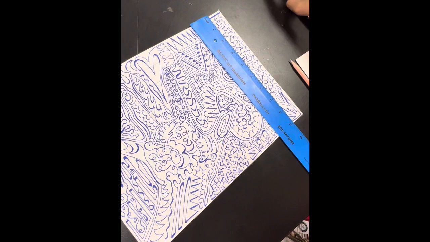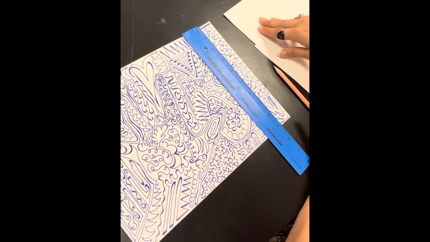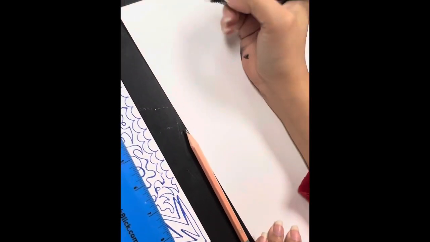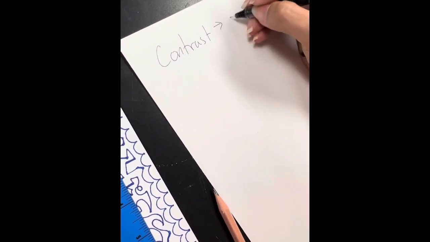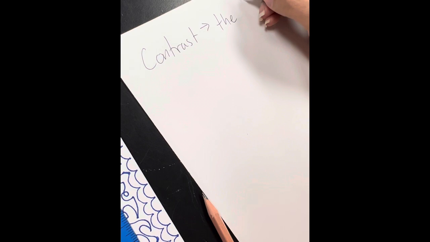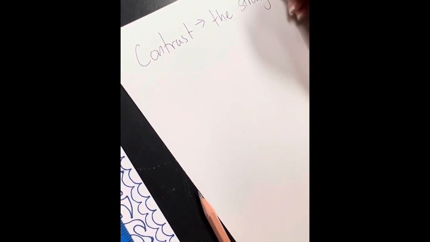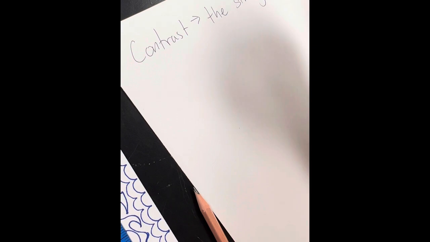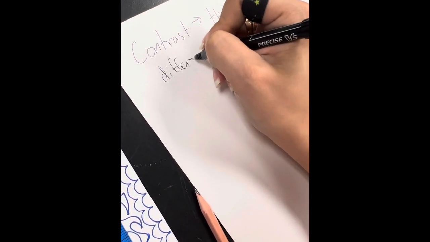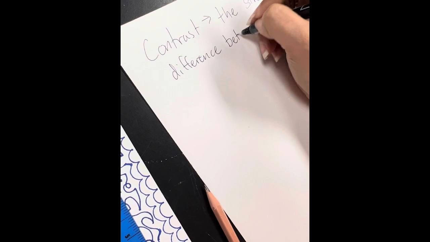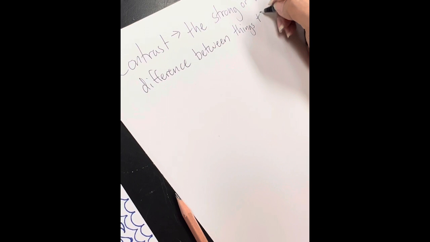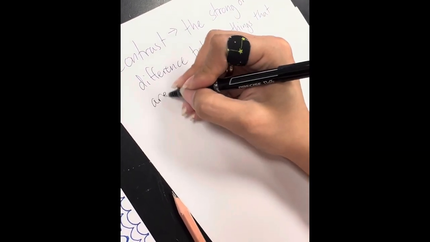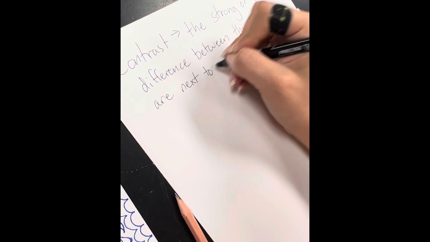That isn't a word I've talked about yet. So let me write it down for you over here. And if you have your own sketchbook at home or in class as it may be, write this down. Contrast is the strong or weak difference between things that are next to one another.